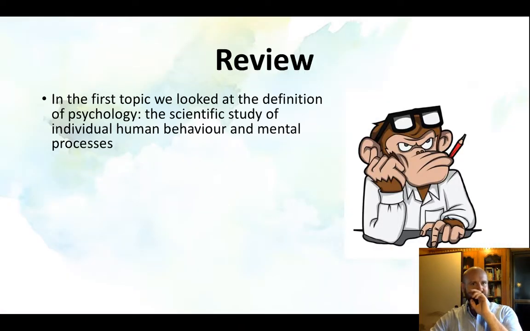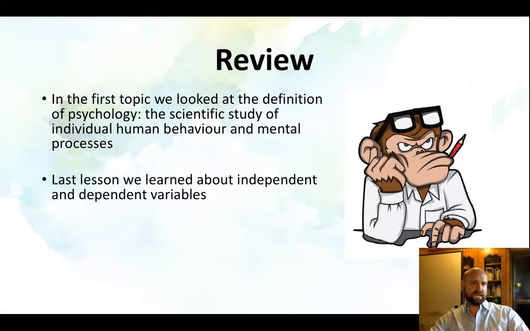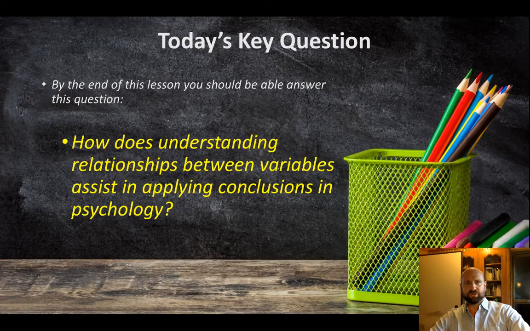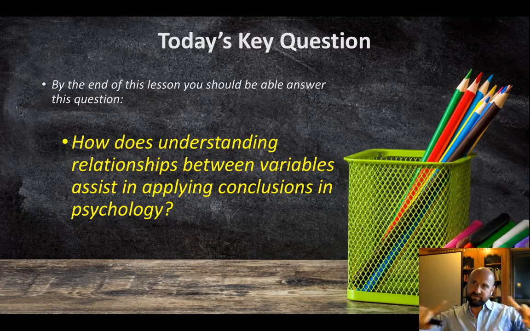Alrighty, so in the previous lessons, we've looked at what is Psych, IVs and DVs, and now we're looking at drawing conclusions. And as funny as it may seem, this is something that a lot of students struggle with, even after a year or two in the course. And so a question here is, this is a wordy key question, I get that, but really we're looking at understanding the connection between variables and how that relates to a conclusion.